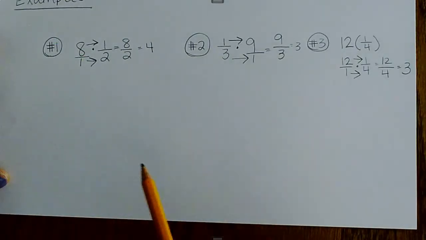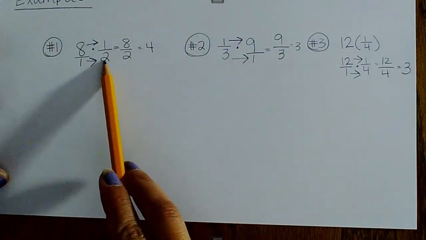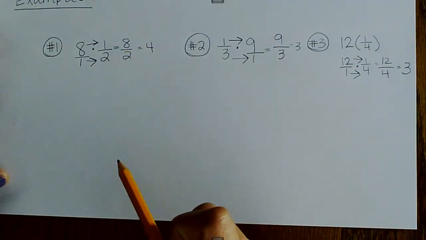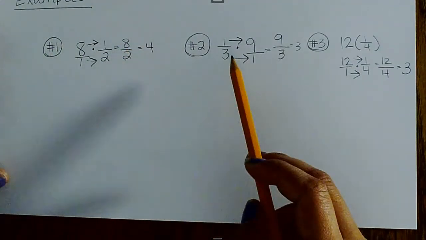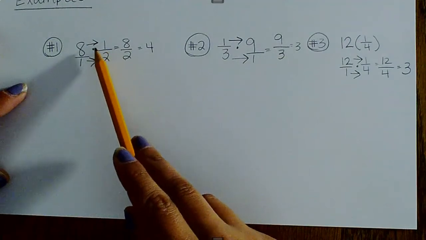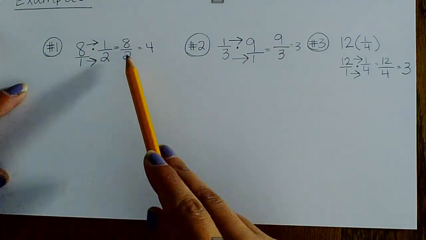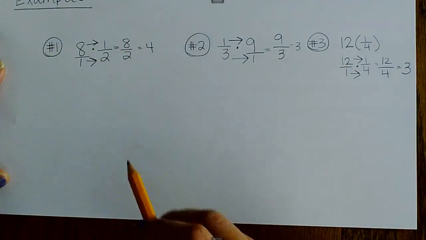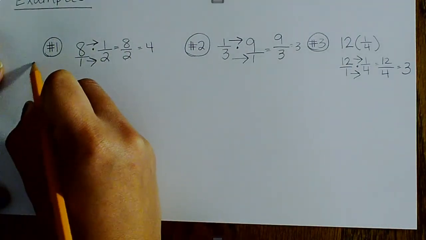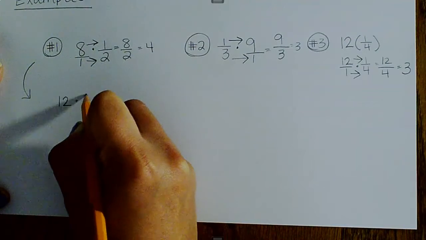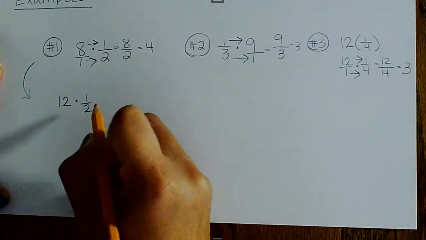All right, so let's go back and look at example 1. 8 times 1/2 ended up being 8 divided by 2. Why do we think that? Why do we think that when we multiplied 8 times 1/2, we ended up getting 8 divided by 2? Well, if you remember, and I'll give you a new example, let's say we took 12 times 1/2, okay?